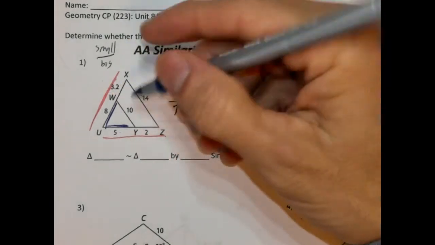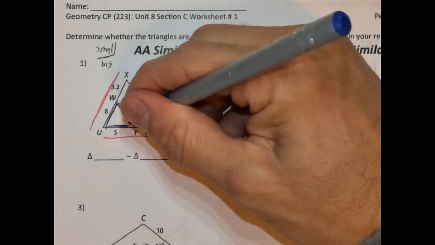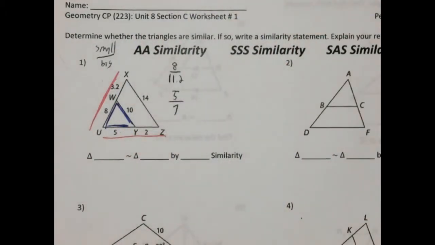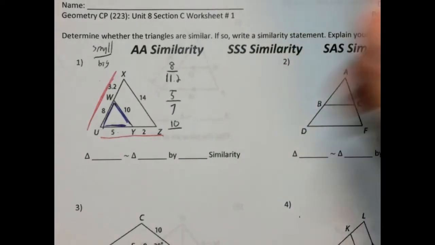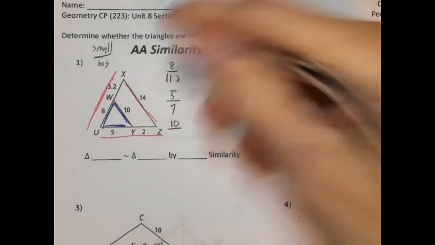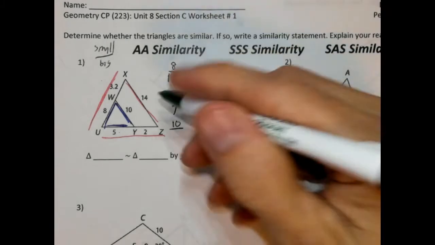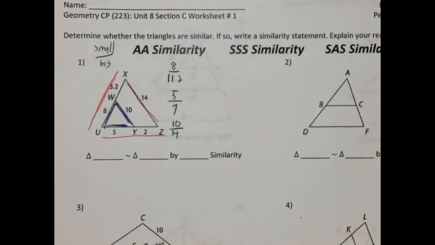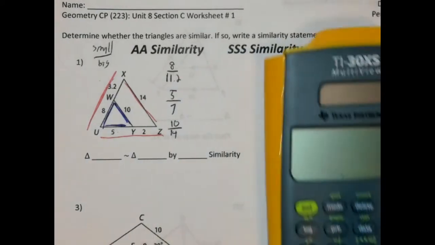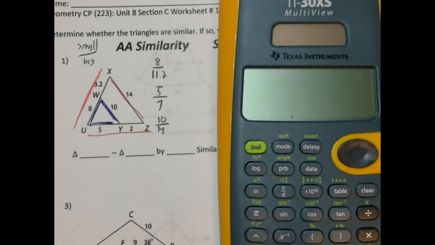So the last one, small over big, so small is blue, so small is going to be 10, and the big is going to be 14. And you can see the triangles taking shape here. Okay, so now we're going to go ahead and check these ratios to see if they're the same. Now, they don't simplify easily, so we're going to kind of cheat here and use a calculator. I guess it's not really cheating, but we're going to see if we get the same ratio.